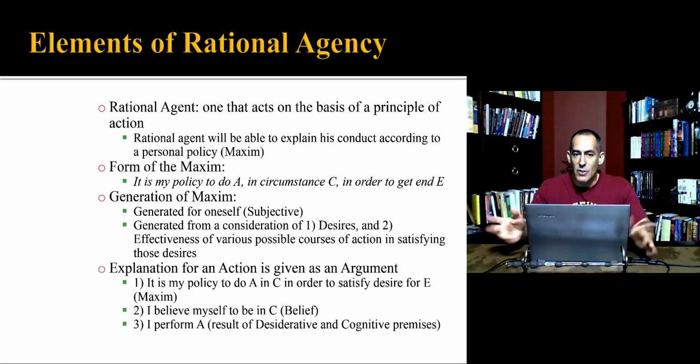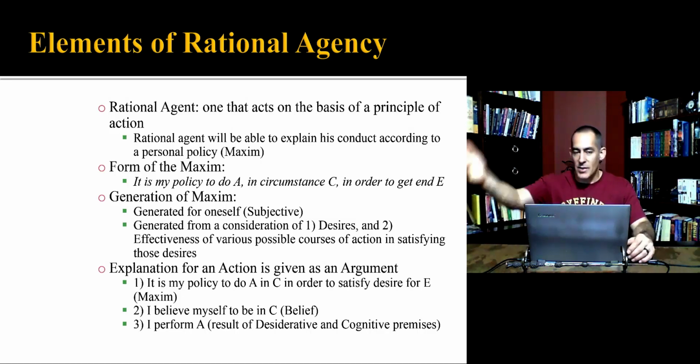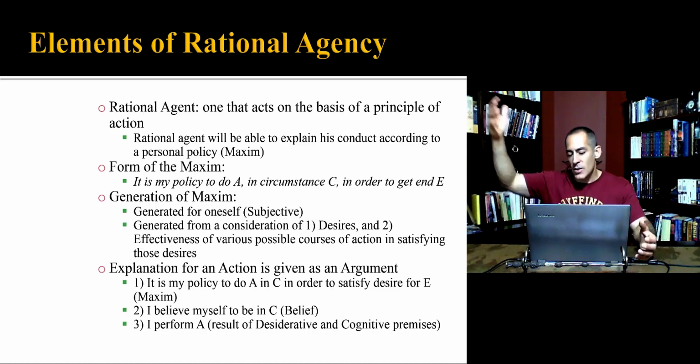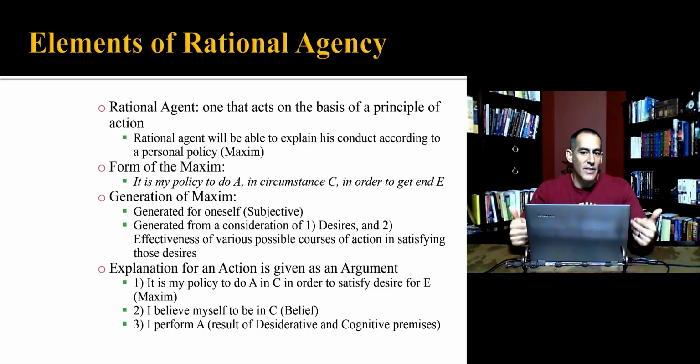First of all, to be rational means you have to be able to explain why you do what you do. So a rational agent is going to be able to explain things according to a maxim, right? To have a policy. It's the way that I behave in general situations. So my policy, again, to do this action in this situation in order to get this particular end. And we already said that the maxim is generated by myself. And it's generated when I consider my desires and the possible courses of action that are going to lead me to the fulfillment of those desires.